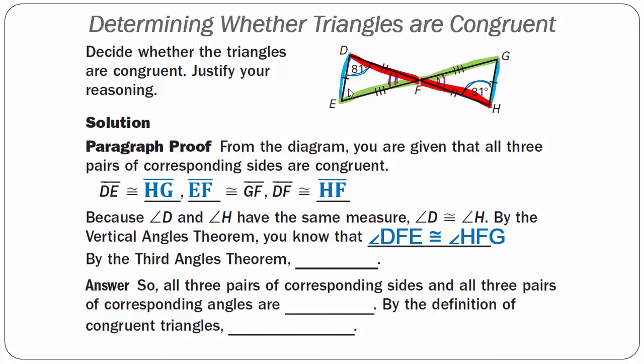Since all of the sides in triangle DEF are congruent to corresponding sides in triangle HGF, and 2 angle measures in triangle DEF are congruent to 2 angle measures in triangle HGF, we can use the third angles theorem to say that angle E is congruent to angle G. So all 3 pairs of corresponding sides and all 3 pairs of corresponding angles are congruent. By the definition of congruent triangles, triangle DEF is congruent to triangle HGF.